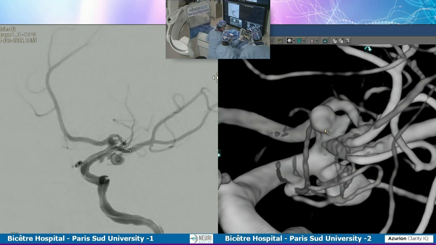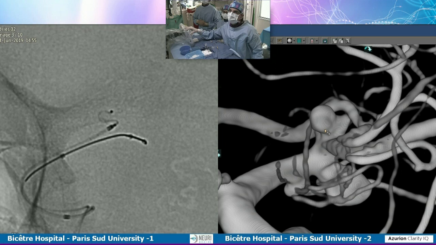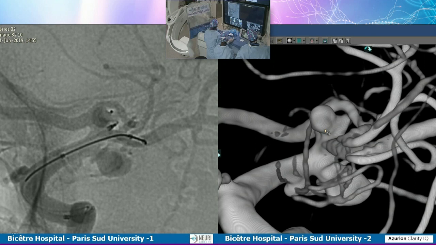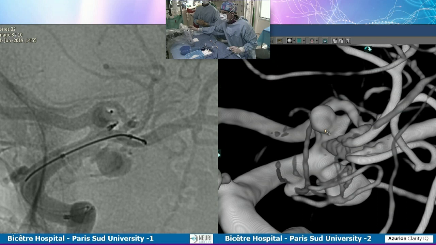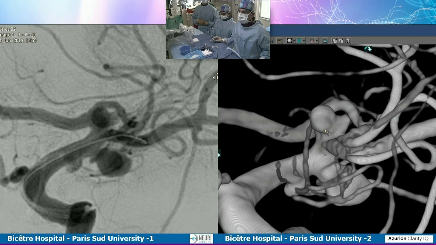So here you see that you have the web, which is entering the sac. It has tilted this way, so probably there is a long axis in this direction. You can see it nicely here. There is a little bit of push at the base of the web. Okay, so probably the web is tilted this way.